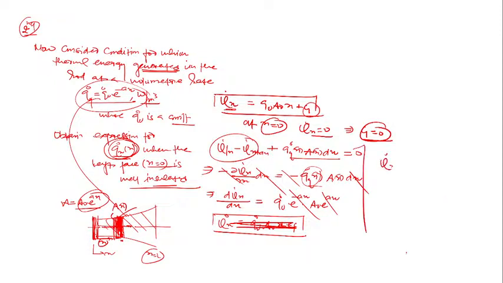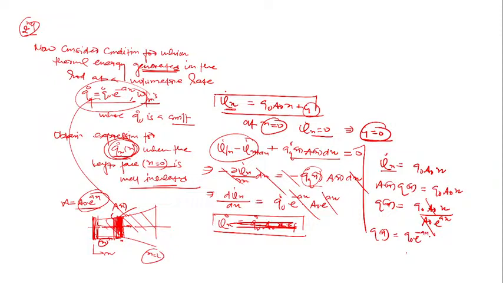Then q dot x is equal to q naught into a naught into x. Since rate of heat transfer is area into flux, it's A_x into q_x equal to q naught into a naught into x. Then q dot x equals q naught a naught x upon area as a function of x, which is a naught into e to the power ax. A naught cancels, then the heat transfer rate I got is q naught into e to the power minus ax times x. This is how the flux is going to vary. Is this clear?